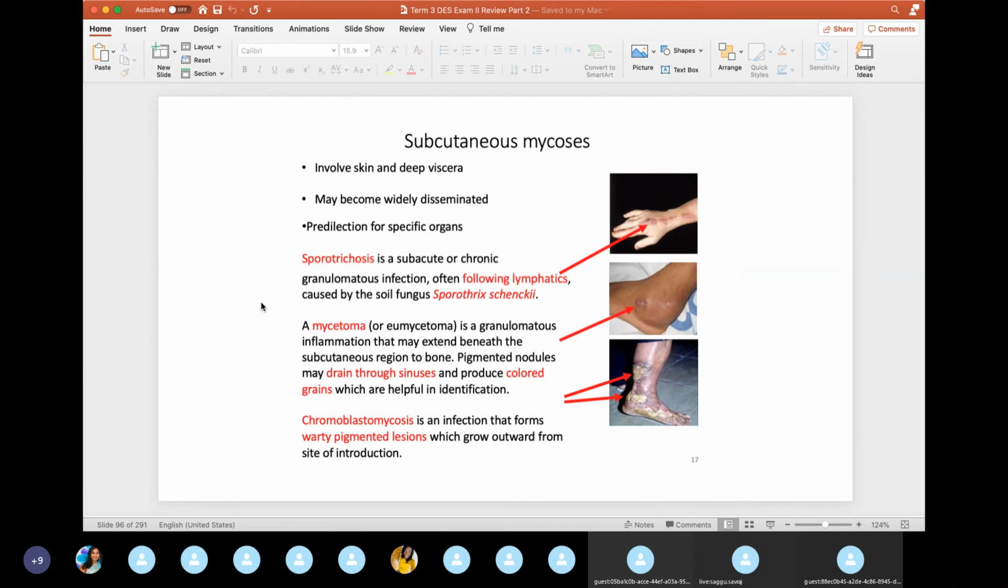Subcutaneous, now we're no longer at the layer of the skin, right? What are the layers of the skin, by the way? Let's go back to term 1.